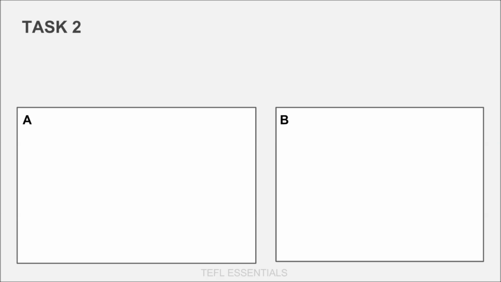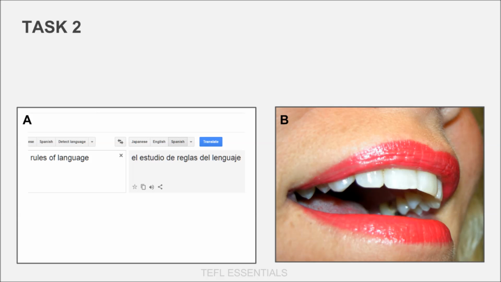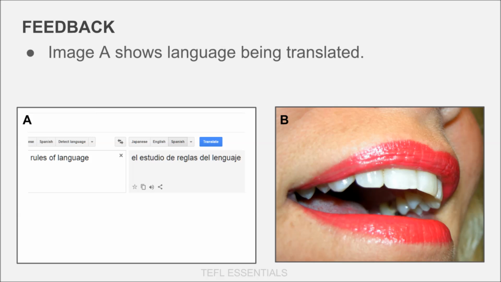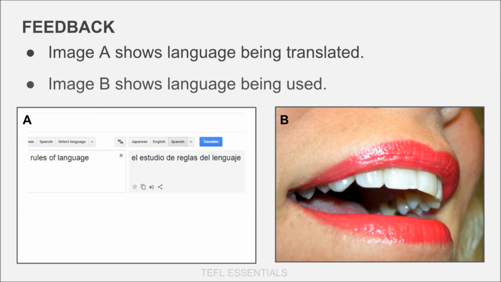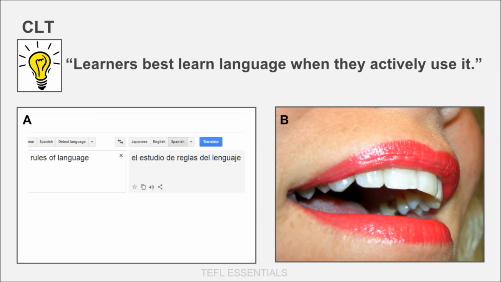Look at these images. What do they show? Image A shows language being translated. Image B shows language being used. Communicative language teaching is based on the idea that learners best learn a language when they're actively using it.